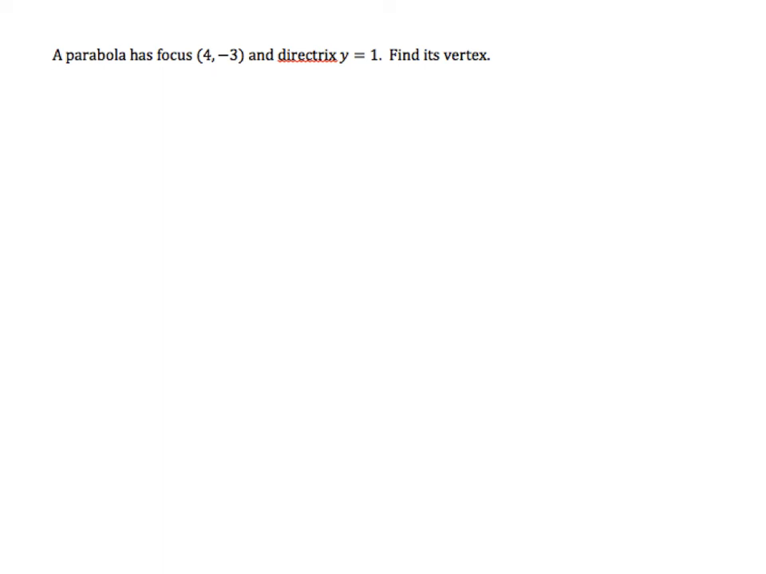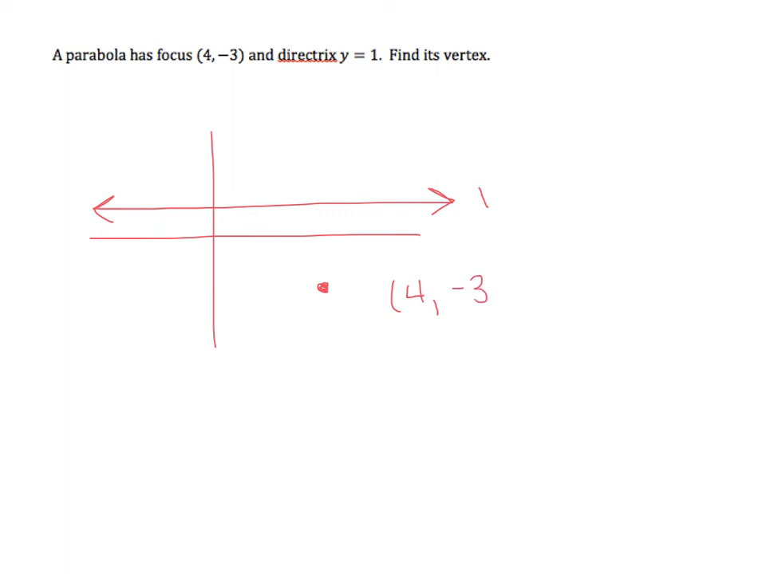All right, and I've told you that I'm not expecting you to graph these. However, sometimes an image will help you to understand what's supposed to happen. So a parabola has a focus of (4, -3). So (4, -3) is here. That's the focus. And the directrix is at y equals 1. So this is my line, y equals 1. I need to find the vertex. The vertex is exactly in between these 2 points. So what I need is the midpoint of the line segment here.